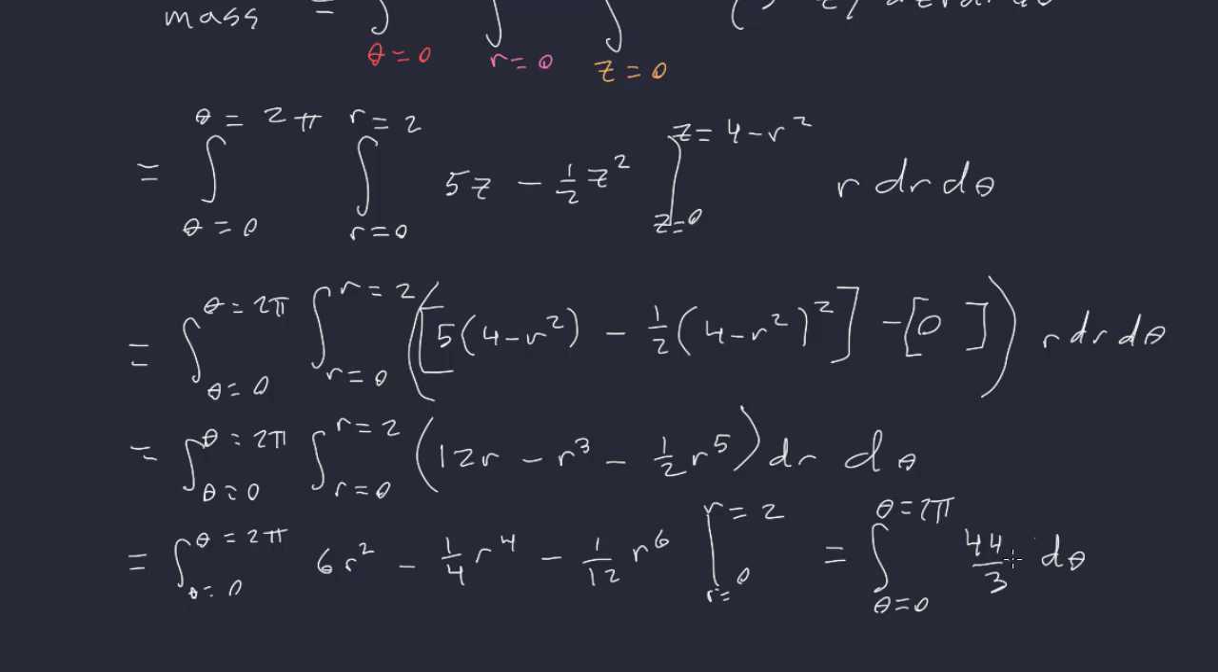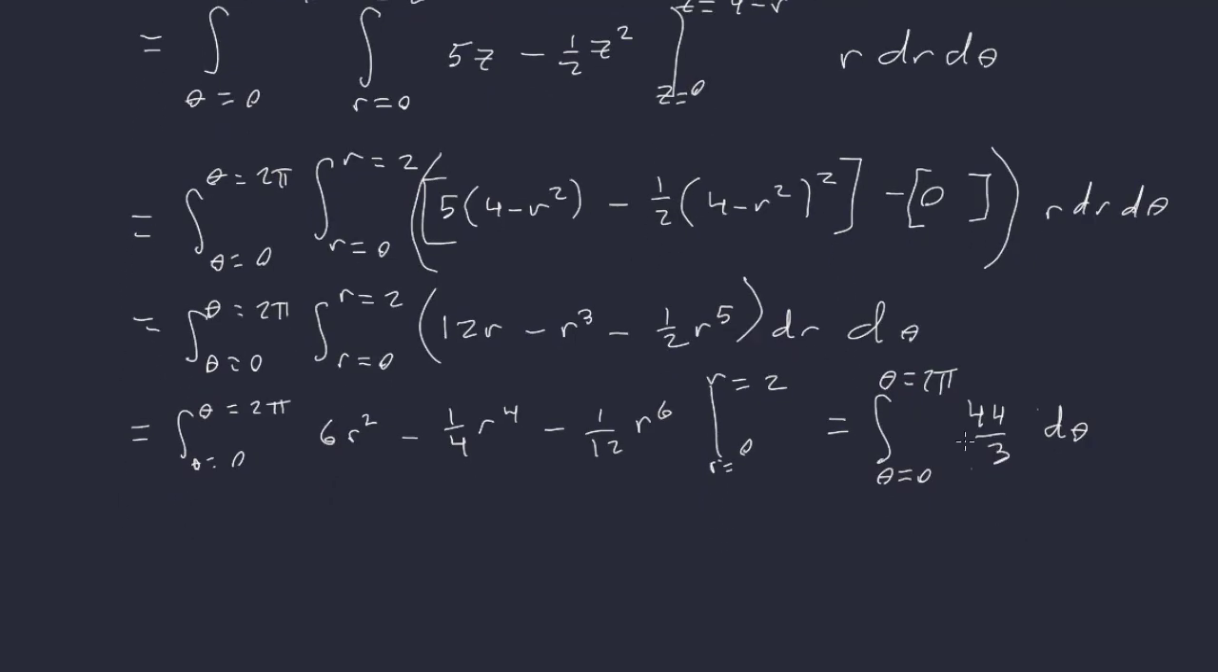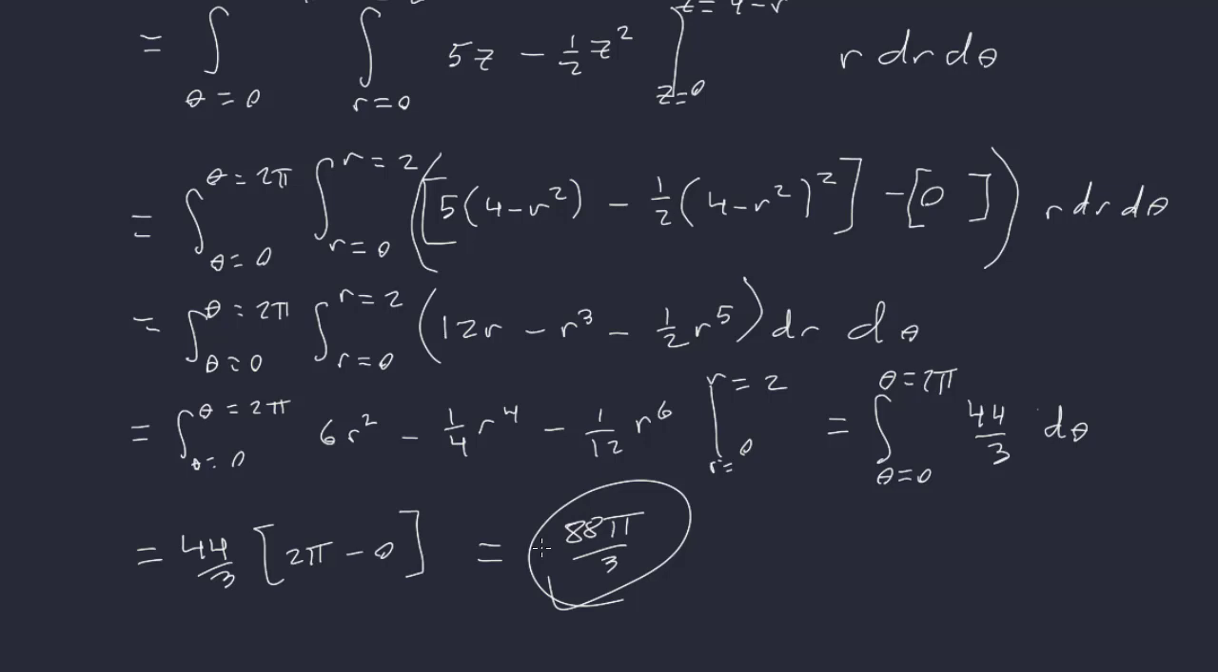Are you setting it up correctly? And now we're just integrating a constant. So this will be 44/3 times 2 pi minus 0. So it'll be 88 pi over 3 at the end of the day.